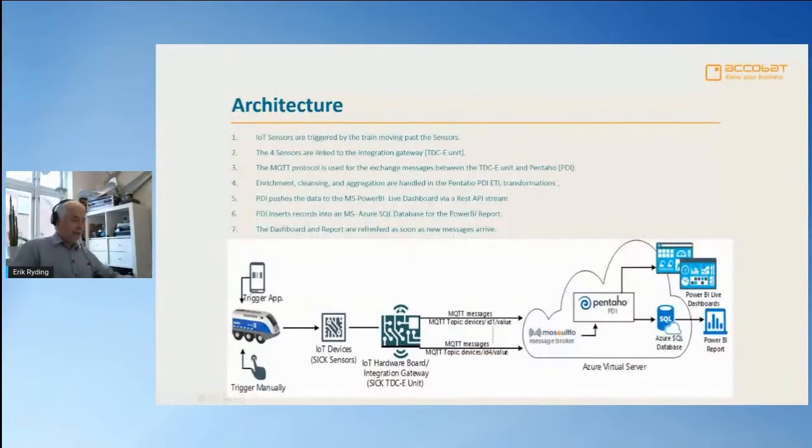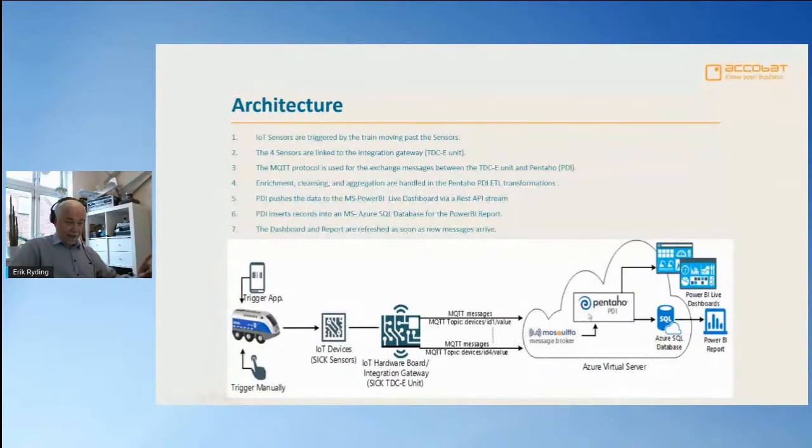Again, schematically, we can see that we've got the train, which goes around the track. You've got your sensors, which are activated when the train passes them. This is sent to the TDC, telemetric data collector, and this publishes MQTT messages to the Mosquitto message broker, which is on a server in the cloud. It's actually running on a Linux server.